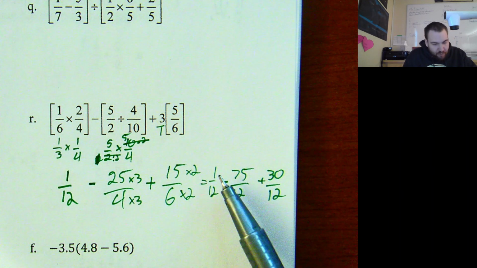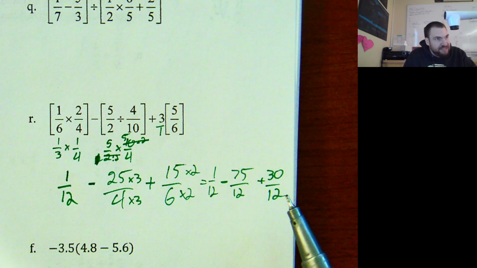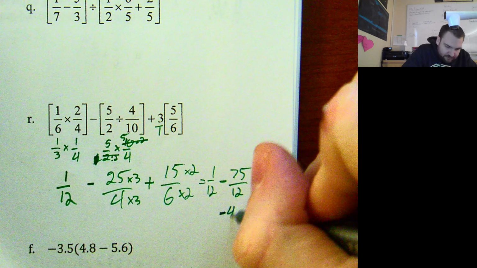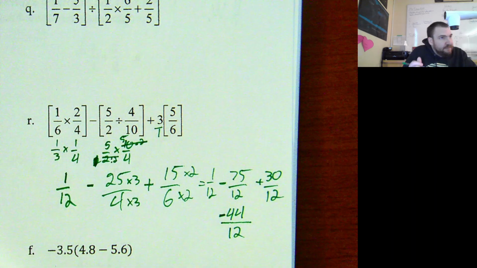1 minus 75 is negative 74 plus 30 is negative 44. Did I do that right? And then the denominator just stays 12.